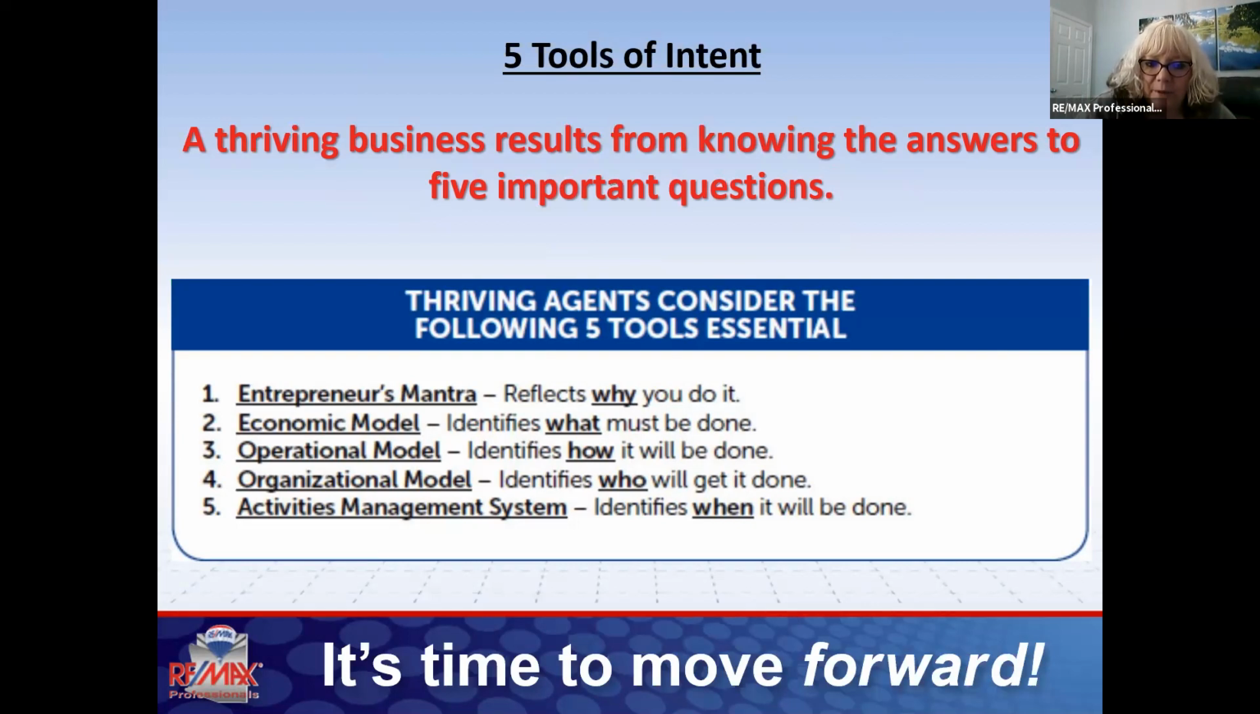Okay. Your economic model defines what must be done. Okay. So how many houses? Operational model defines how it will be done. So again, open houses, top 50, sphere of influence, social media. And the organizational model identifies who will do it, right? So that's you, the transaction coordinator, title, escrow, or mortgage, all of those. And then the activities management system defines when it will get done. And we're going to dive into that here in a couple slides, exactly what are the 94 activities.